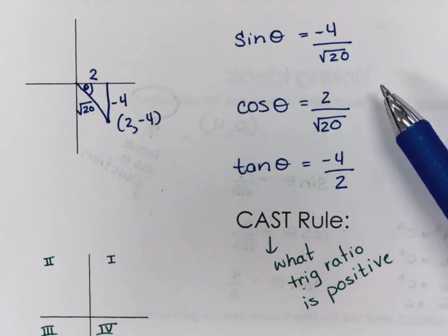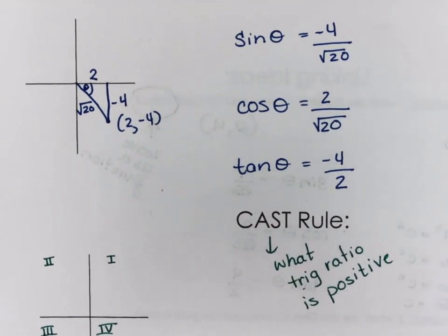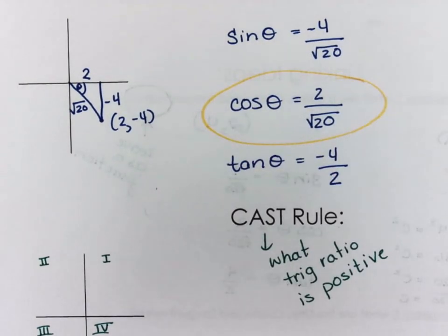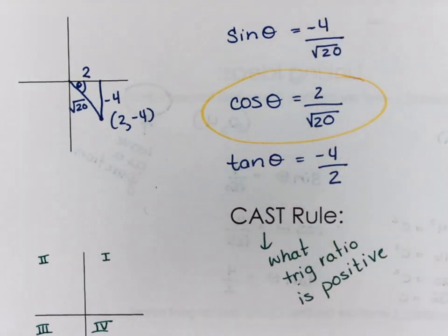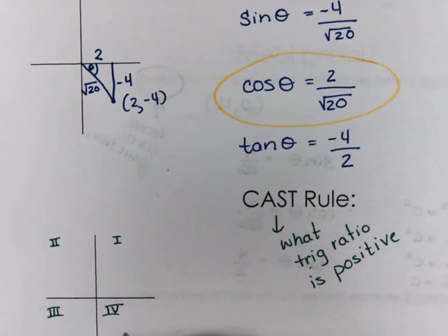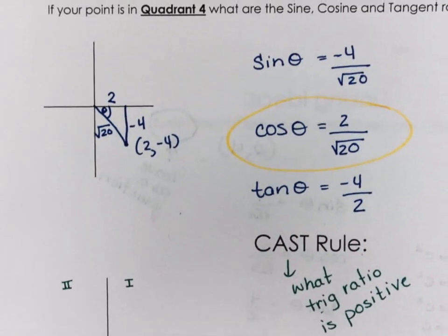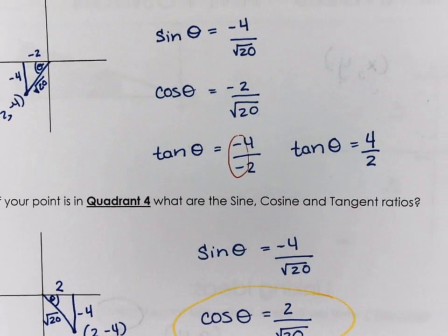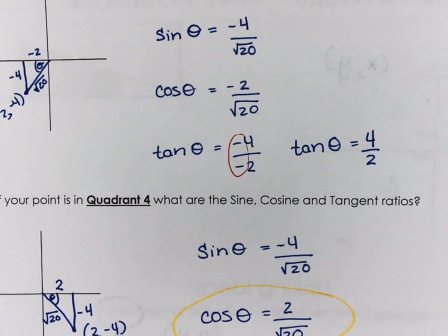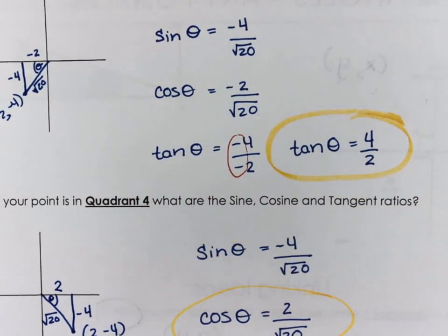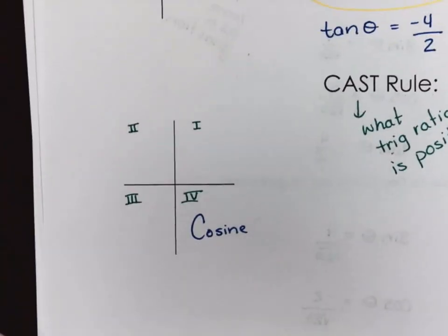In quadrant 4, what trig ratio is positive? What fraction is positive? And hopefully cosine is jumping off the page at you. So we know that in quadrant 4, cosine is positive. Pretty exciting stuff, I know. If we slide up all the way here, what trig ratio in quadrant 3 is positive? Tan is positive. So I'm just going to slide back down here.